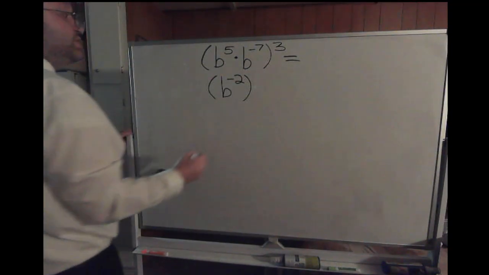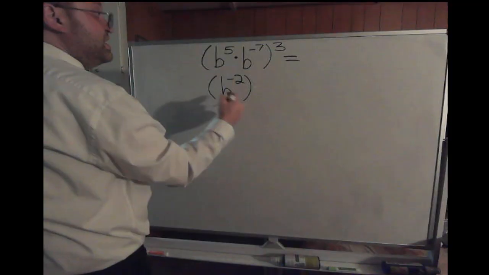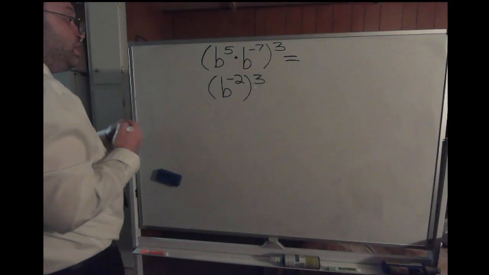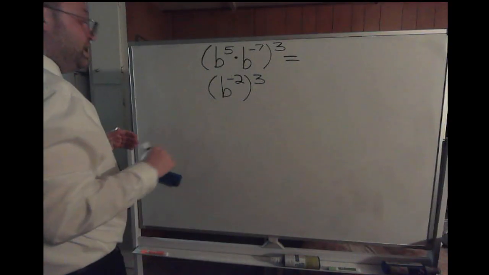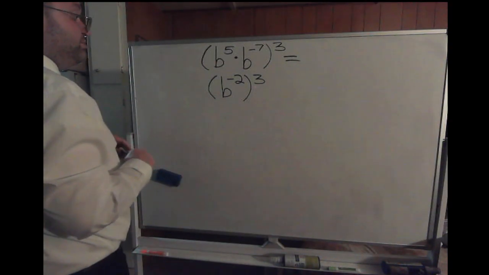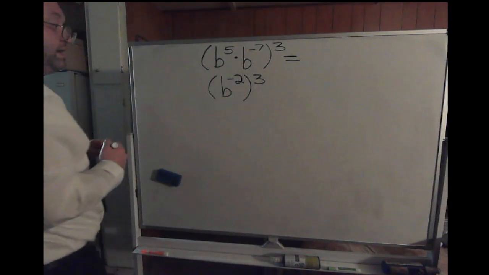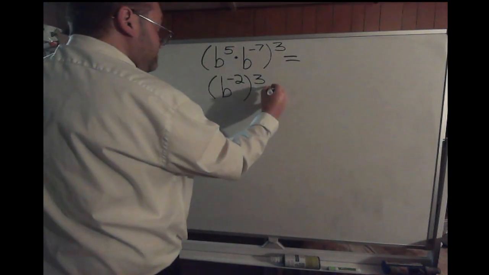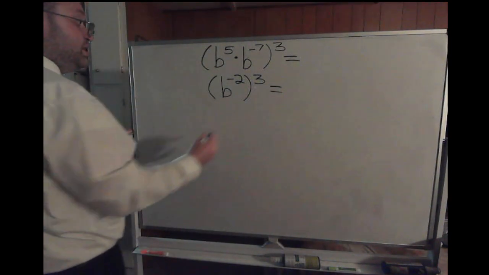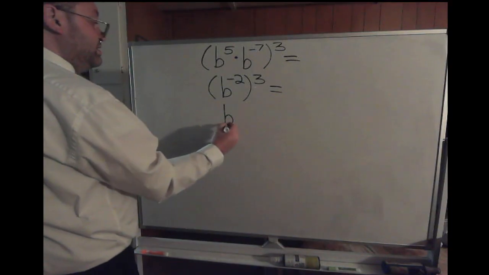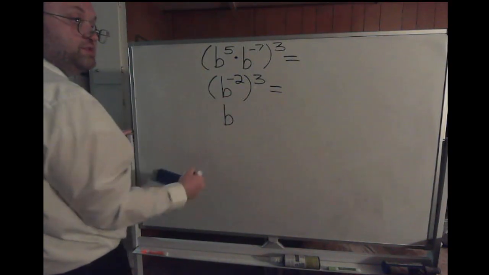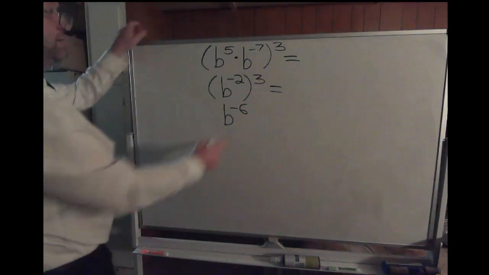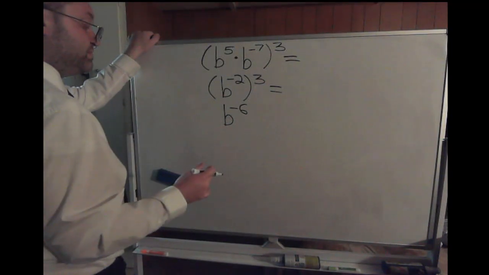So what this has reduced to now is b to the negative 2nd power, that whole quantity to the 3rd power. Okay? Now, we have b to the negative 2nd to the 3rd power. Well, when you have a power to a power, what do you do? You simply just multiply the powers together. You'll end up having b now to the negative 2 times 3 power, that's to the negative 6th power. So you got b to the negative 6th.